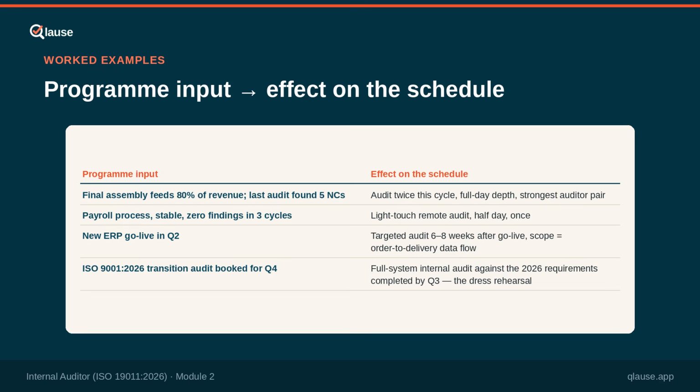A new ERP goes live in the 2nd quarter. Schedule a targeted audit 6 to 8 weeks after go live. Scope to the order to delivery data flow. Early enough to matter, late enough that real transactions exist to sample.